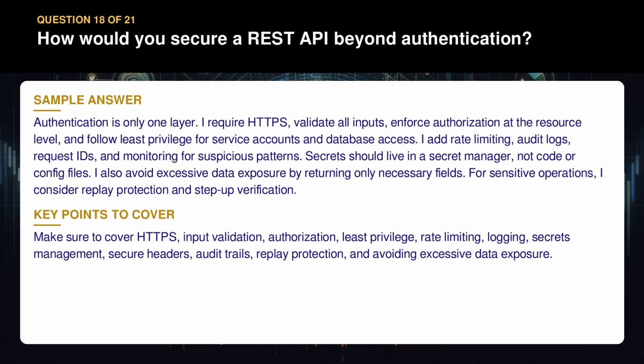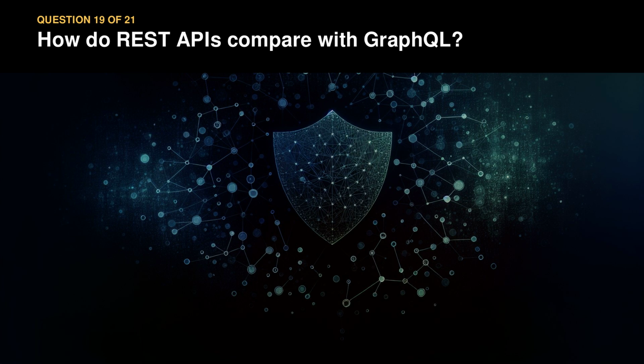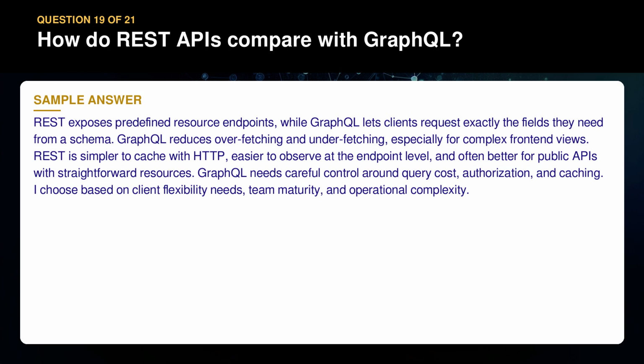Make sure to cover HTTPS, input validation, authorization, least privilege, rate limiting, logging, secrets management, secure headers, audit trails, replay protection, and avoiding excessive data exposure. Question 19. How do REST APIs compare with GraphQL? REST exposes predefined resource endpoints, while GraphQL lets clients request exactly the fields they need from a schema.